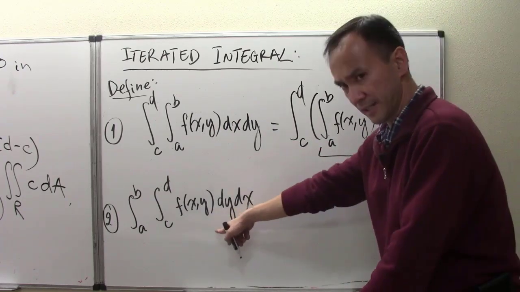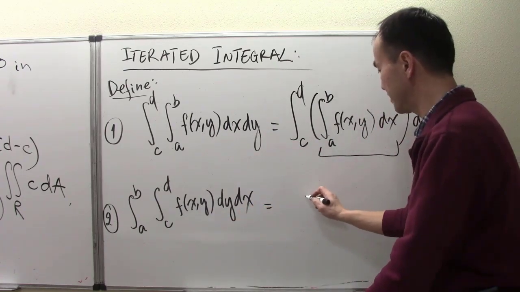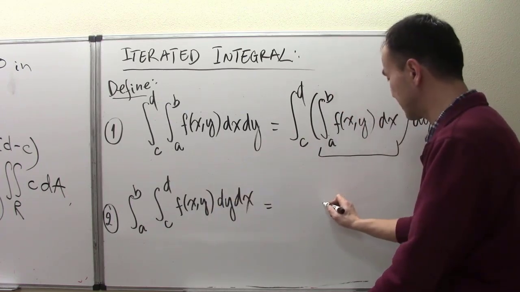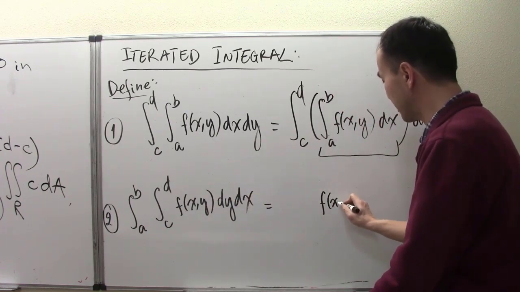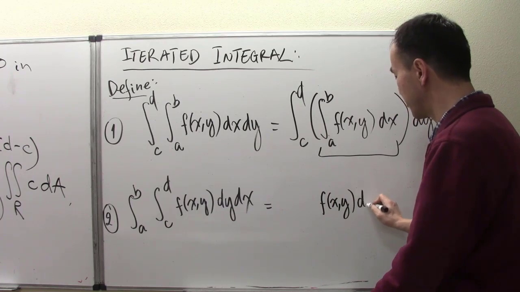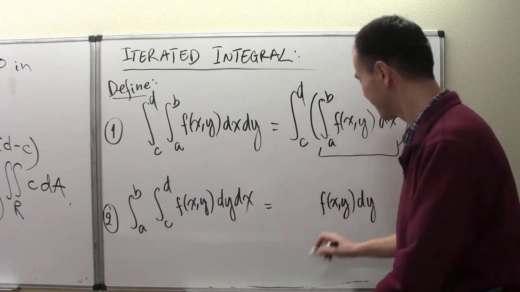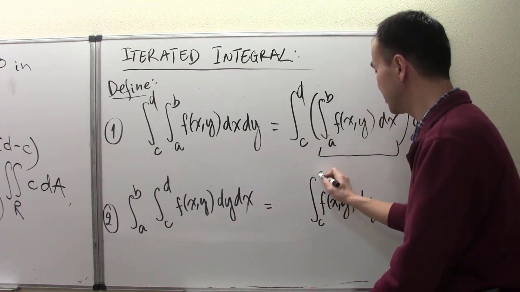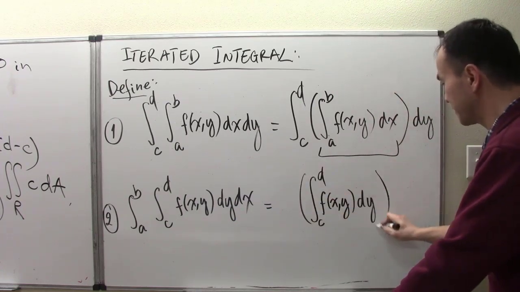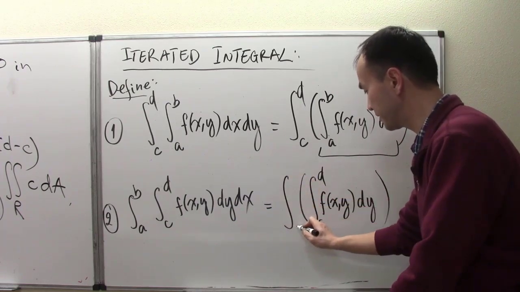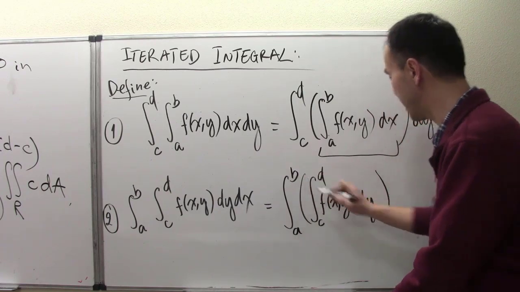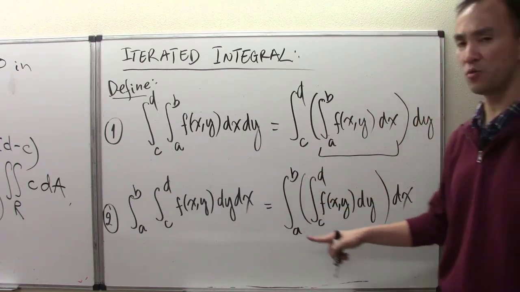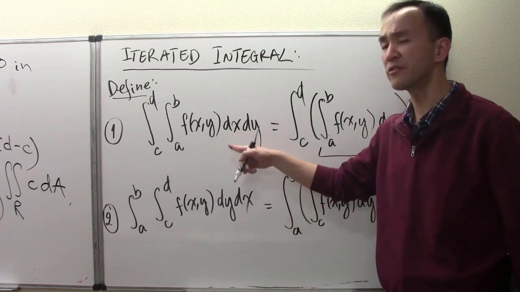The way of doing this is defined according to the order you can see there: the function f of x comma y, we integrate with respect to y first, from c to d. And then from there, we integrate again with respect to x from a to b. And that's how we define two iterated integrals.